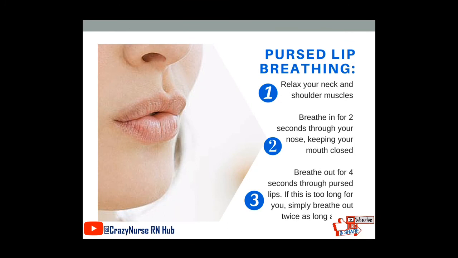We also have your pursed lip breathing. First step is to relax your neck and shoulder muscles. Second, breathe in for 2 seconds through your nose, keeping your mouth closed. Breathe out for 4 seconds through pursed lips. So this is how you perform your pursed lip breathing.